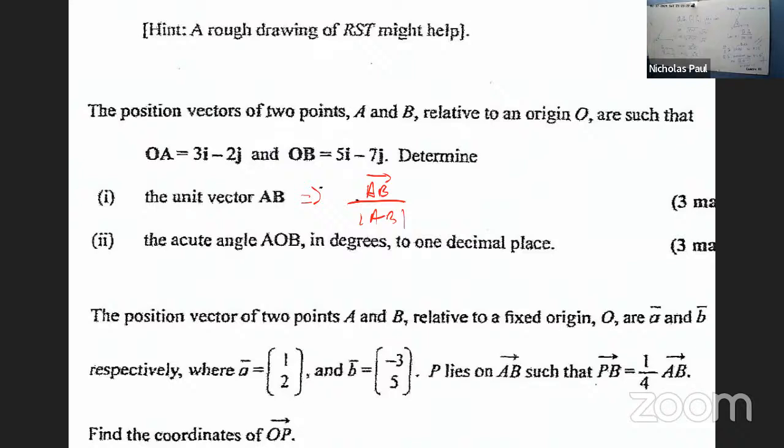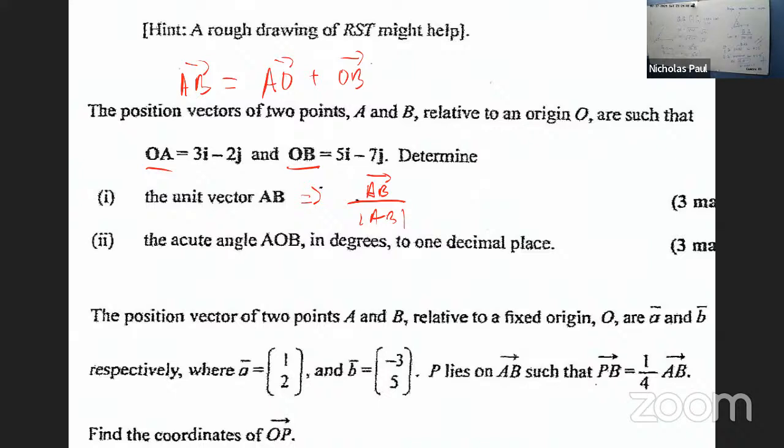Remember that? How are you getting AB? We don't have AB there. All we have is OA and OB. How are we getting the vector AB? Use a diagram on the board to work it out. AB is what, Chloe? Yeah, very good. A to O plus O to B. Because you need AB, so you have to get A to O, then O to B.